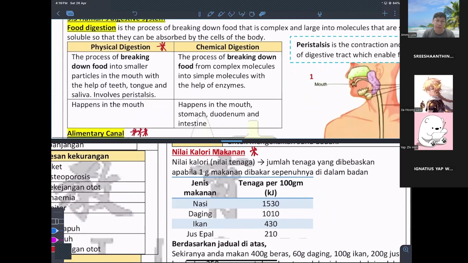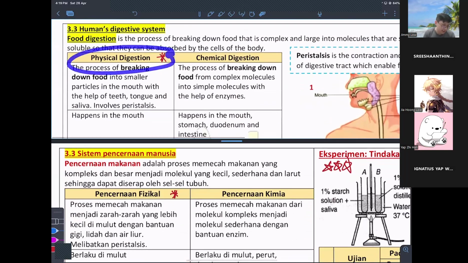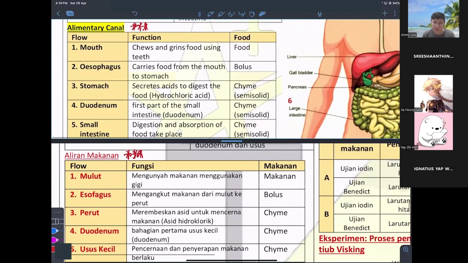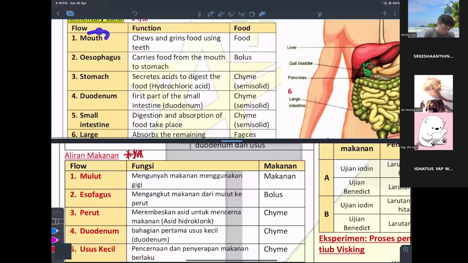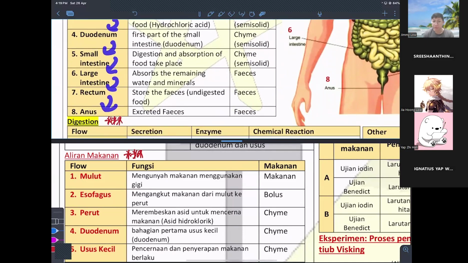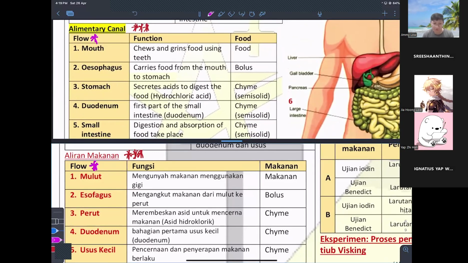Then human digestive system. You have to know what is physical digestion, what is chemical digestion. You have to know, but not memorize, just know. Then when it comes to alimentary canal, you must know the flow from your mouth to your esophagus, stomach, duodenum, small intestine, large intestine, rectum, and anus. This is what is called the alimentary canal. The flow matters, the function matters as well.